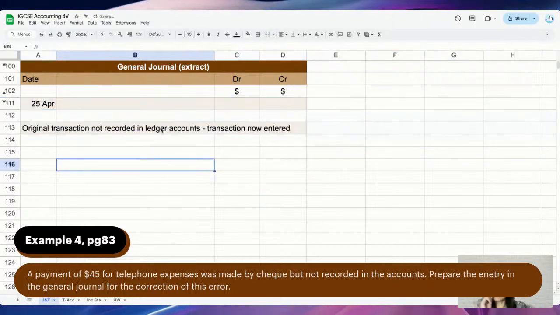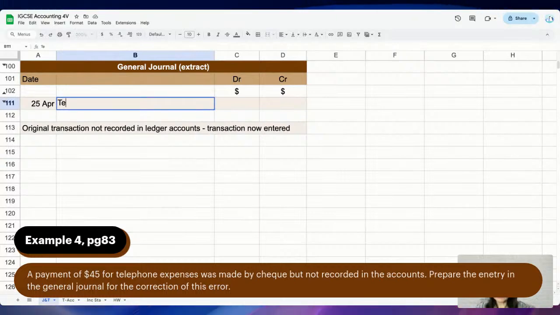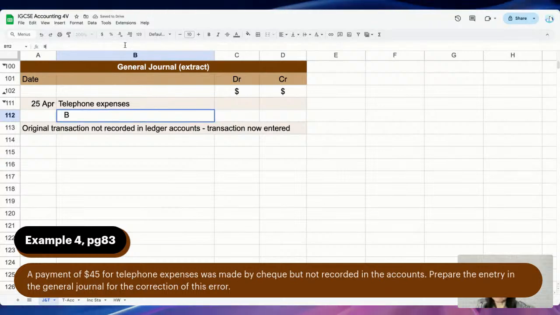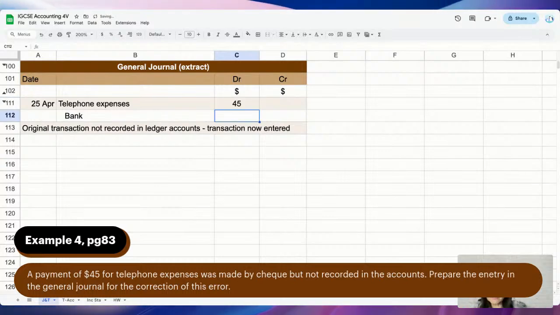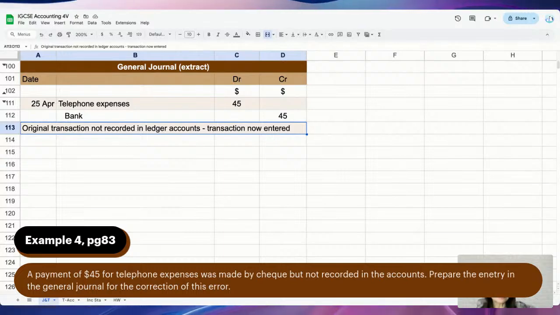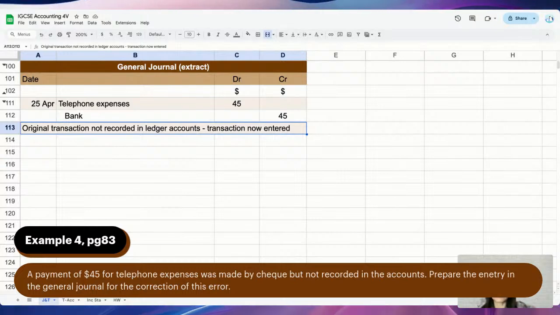Right. So for this case, how do we do the double entry? This is an expense. So the expense is debit, phone expenses, and it's paid by check, right? So it's bank. How much is that? 45. Okay, in addition, we say the original transaction was not recorded in the ledger accounts. Transaction now entered. All right, so this is how we do it for the omission type of error.